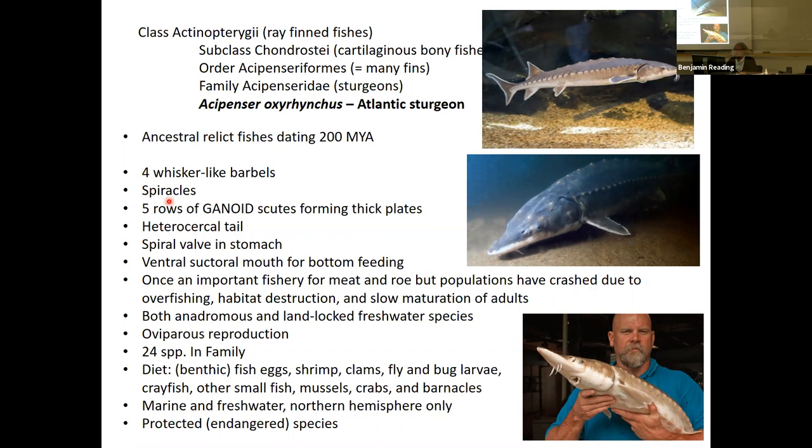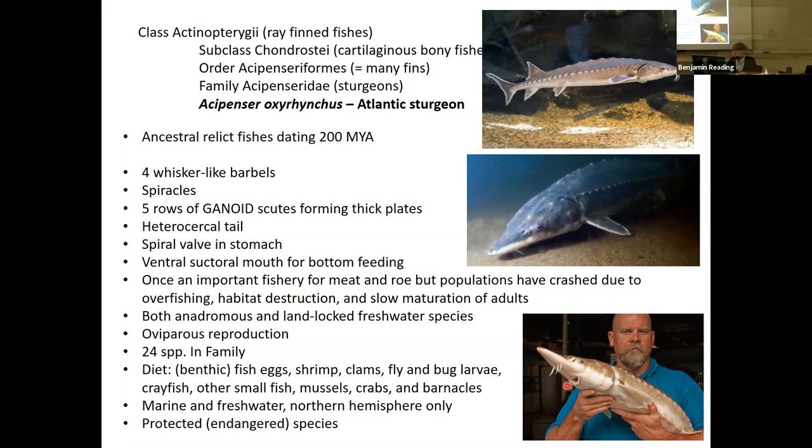These also have a spiracle right here behind the eye. The spiracle is involved in the breathing apparatus. These things do not breathe air. They are water breathers. There are five rows of these ganoid plates, what they call scutes. They also have this spiral valve in the stomach to help with digestion, which is an ancient characteristic. They have a ventral mouth on the bottom of the head here because they primarily are feeding off the bottom. You can see the sturgeon's mouth right here on the ventral side.